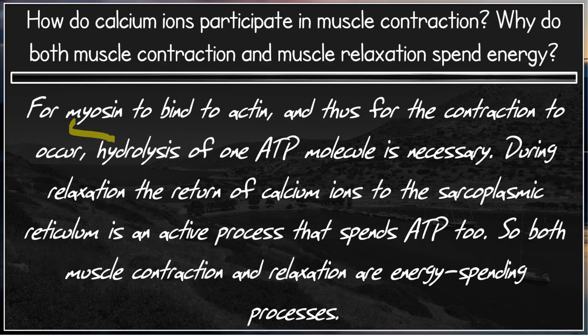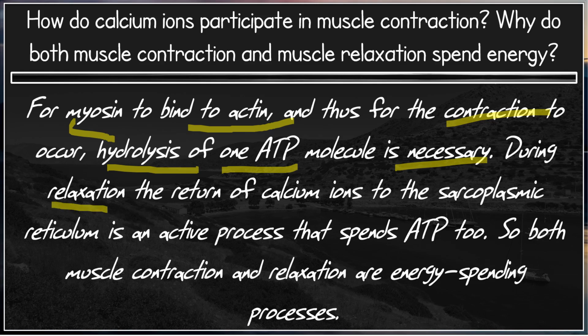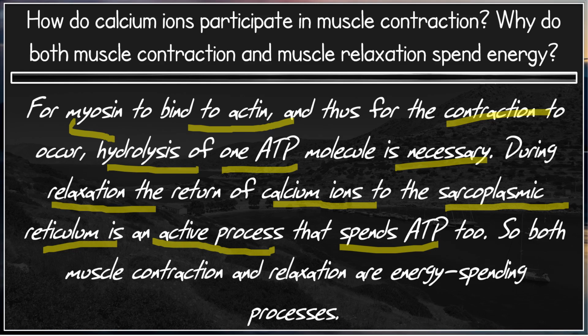For the myosin to bind to actin, and thus for the contraction to occur, hydrolysis of one ATP molecule is necessary. During relaxation, the return of calcium ions to the sarcoplasmic reticulum is an active process that spends ATP too. So both muscle contraction and relaxation are energy-spending processes.